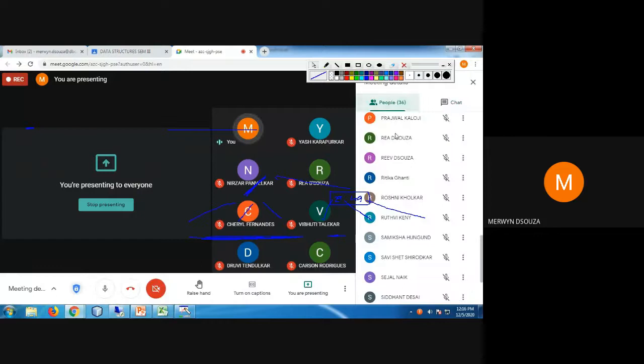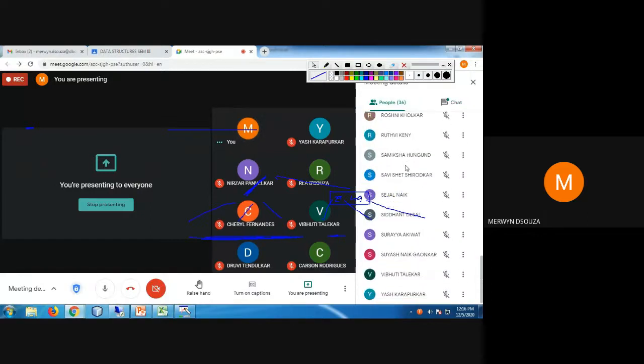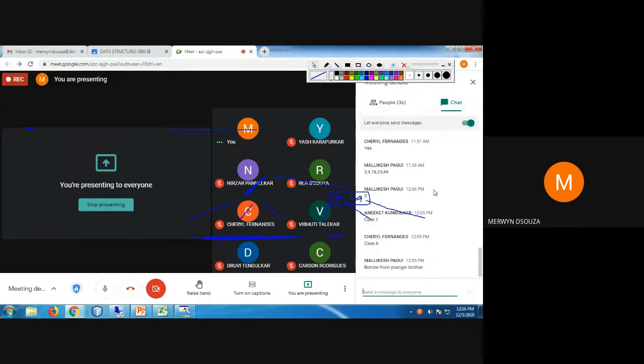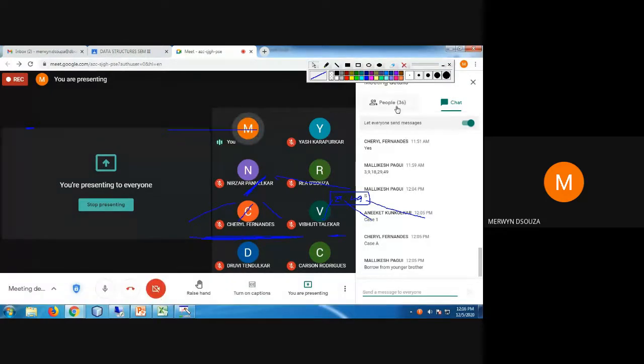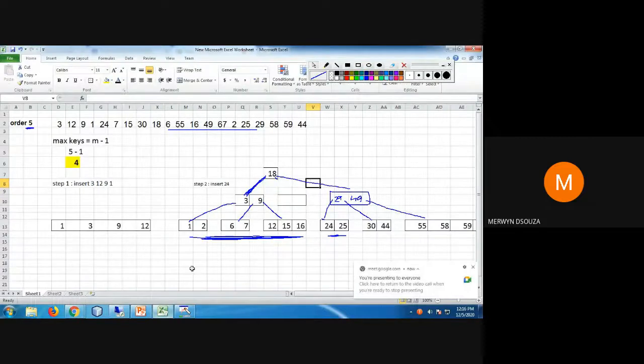So who can tell me quickly? We'll stop the class. Vibhuti. Borrow from younger brother. Yes. Case A. Case 1. Yes. Correct. Correct. So can you all do it? Vibhuti, can you tell me what will happen? So when we are borrowing, what will be done? We are deleting 6. So this value will not be there. 6 we are deleting. So what has to be done? How does that borrowing from the younger brother work?